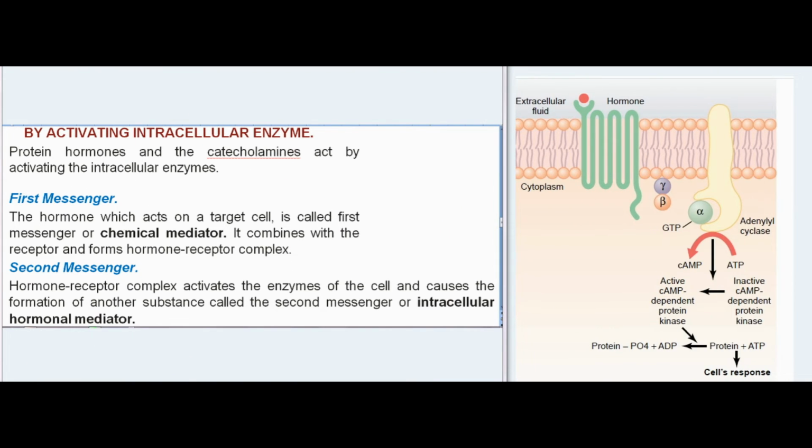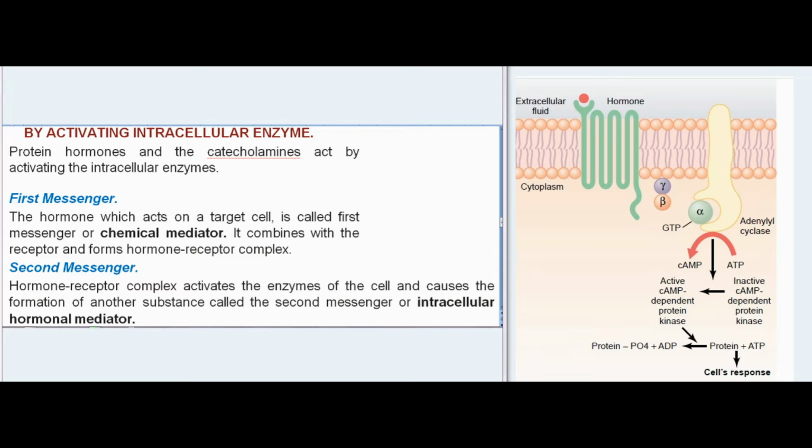By activating intracellular enzyme. Protein hormones and the catecholamines act by activating the intracellular enzymes. First messenger. The hormone which acts on a target cell is called first messenger or chemical mediator. It combines with the receptor and forms hormone-receptor complex. Second messenger.